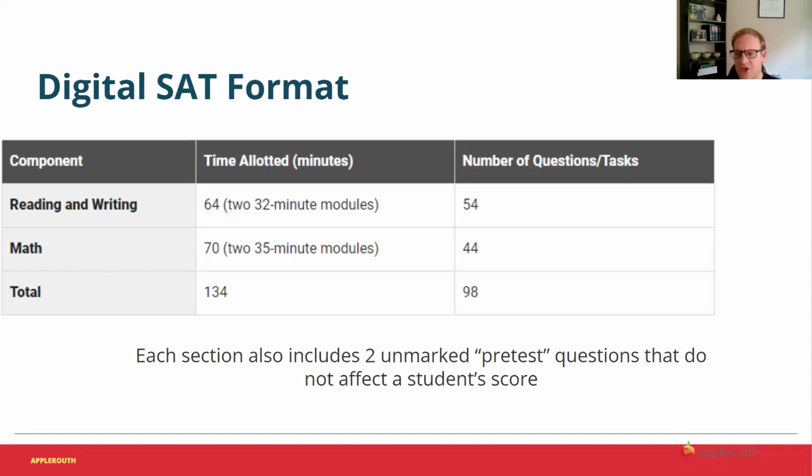Math, less so: 22 questions, 35 minutes. Most of those are multiple choice, but some free response, which we'll look at. So that's a total of, again, without breaks, 2 hours, 14 minutes, and just under 100 questions.